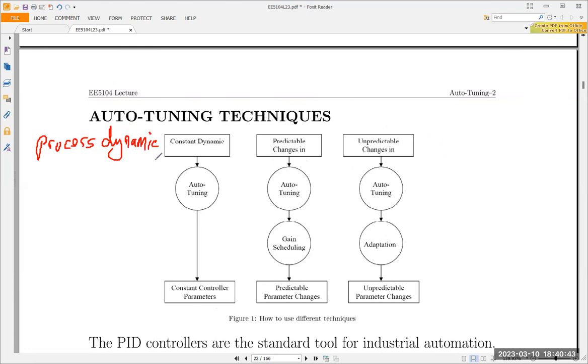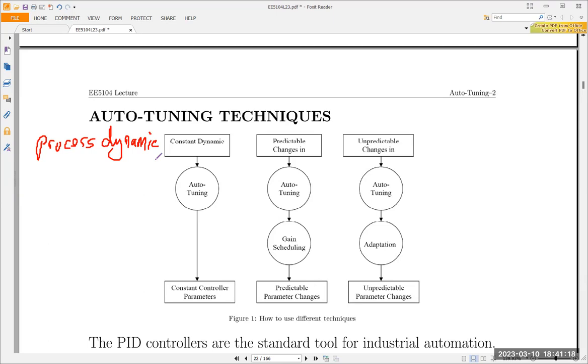Okay, means what? If you have a plant or process, the dynamic is constant. Means that the plant doesn't change, right? The transfer function of the plant doesn't change. The state space value of the plant doesn't change. If the time constant is 3, it's 3 today, it's 3 one year later. If the gain is 1.5 today, it's also 1.5 later. So that piece of machine, that process, the time constant doesn't change.